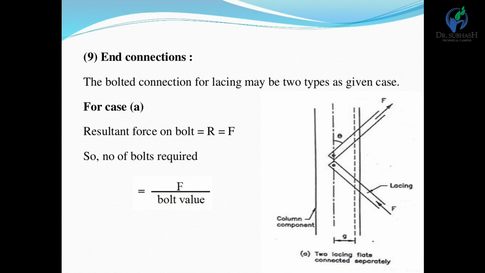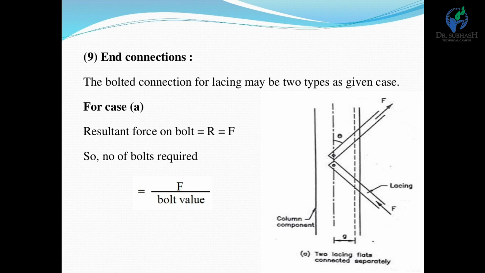Now the next step, end connection. After deciding the lacing size of plate, we have to check compression and tensile, then we design the end connection between lacing plate. The bolted connection for lacing may be of two types, given as case A and B. In the first case, you can provide separate lacing plate without overlapping and bolting. In that case, the resultant force of bolt R is equal to F.